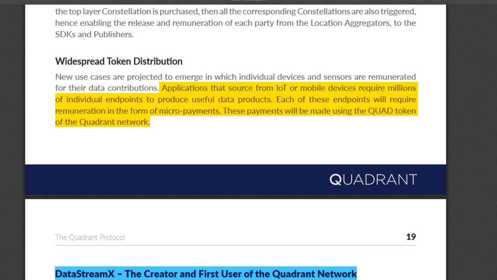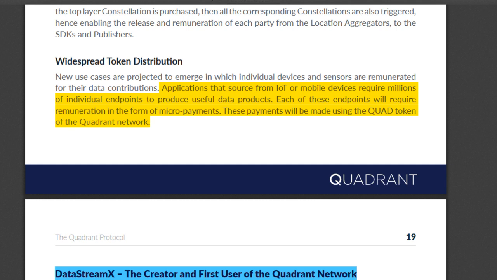Applications that source from Internet of Things or mobile devices require millions of individual endpoints to produce useful data products. Each of these endpoints will require remuneration in the form of micropayments. These payments will be made using quad tokens from the Quadrant network. So that's one of the ways that they are monetizing this, is that each Internet of Things sensor, cell phone, whatever, they get paid in quad tokens at the base in the atomic data provisions.